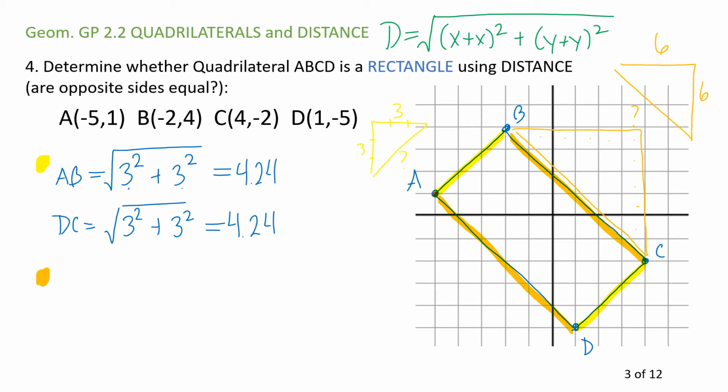So the length of BC is equal to the square root of 6 squared. a squared plus b squared equals BC squared, but I don't want BC squared. I want BC, so I take the square root. That's why it looks like the distance formula.